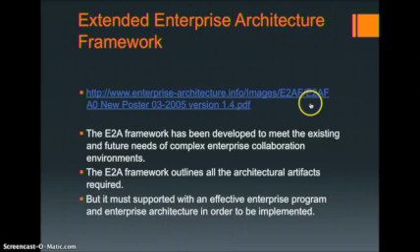Now, the Extended Enterprise Architecture Framework has been developed to meet the existing and future needs of complex enterprise collaboration environments. The E2A framework outlines all the architectural artifacts required, but it must be supported with an effective enterprise program and enterprise architecture in order to be implemented. Now let's have a look at the enterprise architecture framework.